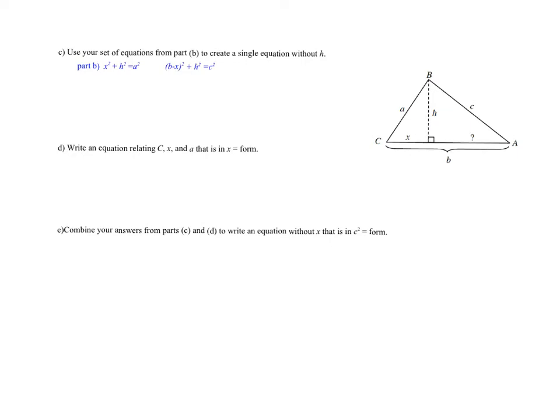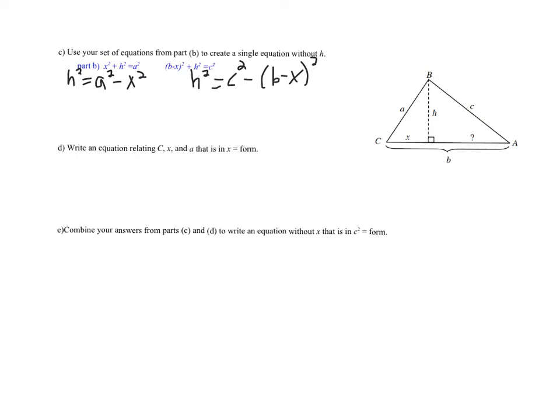Use your set of equations for part A to create a single equation without h. So I'm going to take this first equation and subtract an x squared from both sides. So h squared equals a squared minus x squared. And over here, h squared equals, I'm going to subtract that (b minus x) squared from both sides. So I have c squared minus the quantity (b minus x) squared.